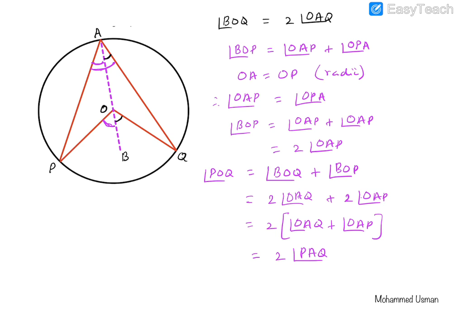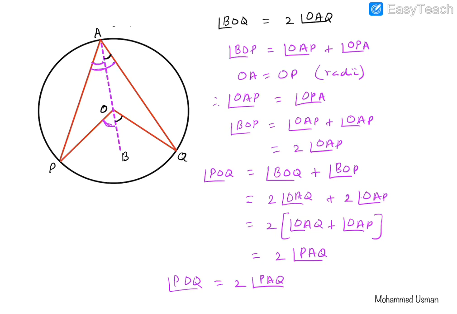That is angle POQ, which is the angle subtended by the arc at the center, is equal to 2 times the angle subtended by the arc at any other point on the circle, which is the angle PAQ. So we have shown that angle POQ, which is this angle over here, is equal to twice the angle PAQ. So the angle subtended at the center is double the angle subtended at any point on the remaining part of the circle.